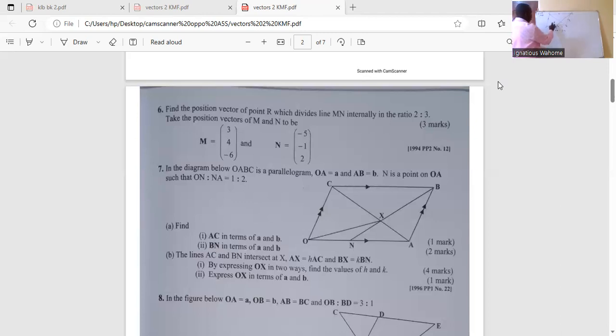And then there is line OX from O to point X there. That's point X. So you have CA, you have BN, and then OX, meeting at point X. You are told to find, in terms of vectors A and B, one, vector AC, and two, vector BN. So we first of all do those two.